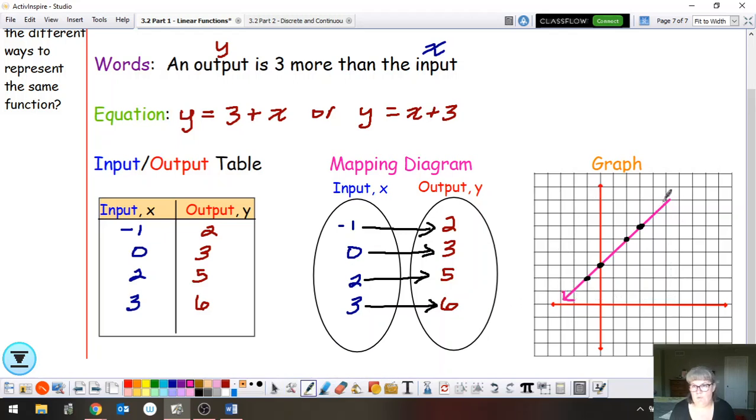Because I didn't put all of the possible values of x that I could into the table. So the points on this graph are the points that I used in my input-output table or my mapping diagram. The line itself represents all of the possible points I could have used. So we've got equations, we've got input-output tables, we've got mapping diagrams, and we've got graphs that we can use to represent linear functions.